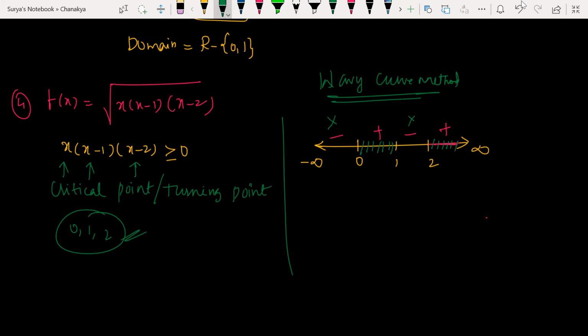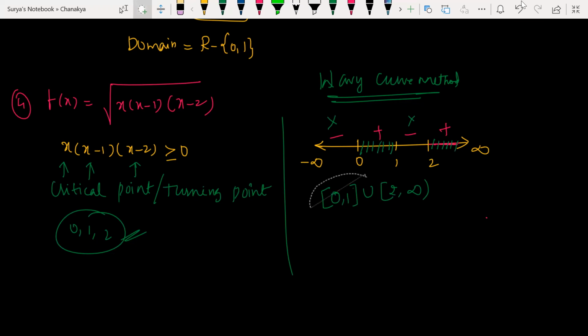So what values am I writing? 0 comma 1. Close bracket or open bracket? Tell me. Close bracket. Union 2 to infinity. This is my domain here. Sir, how did you write this?